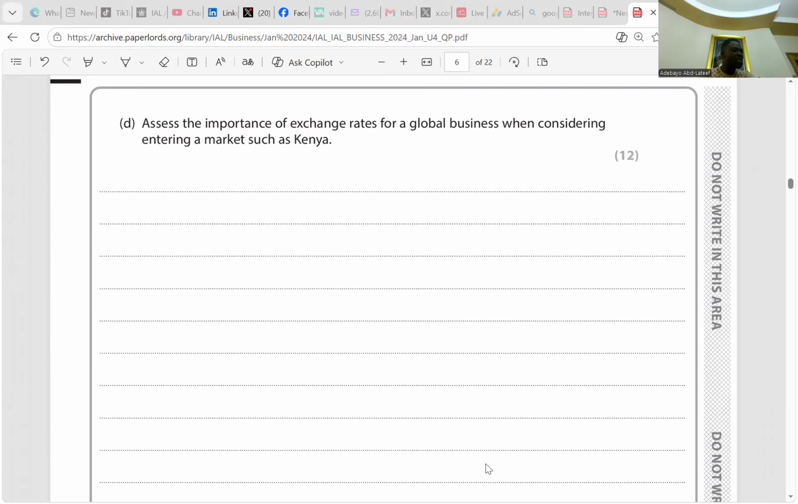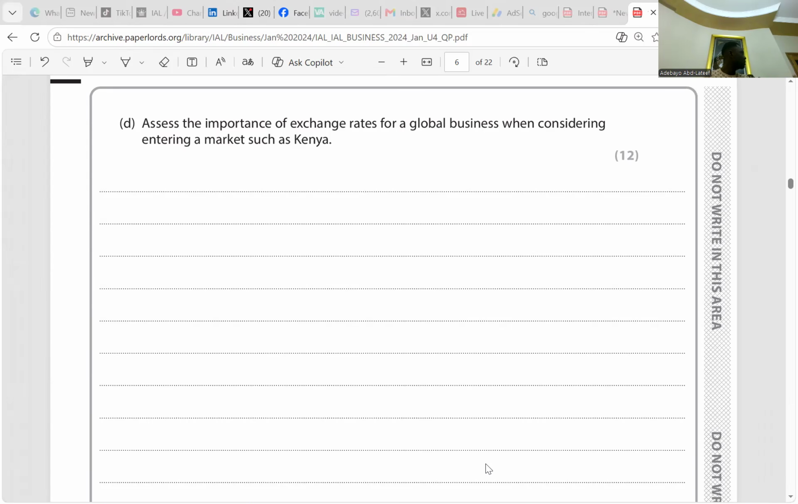This may increase revenue for the global business. So the business going to Kenya to sell its product will witness more sales because importation is cheaper, based on the fact that the currency is appreciating. So if the value of the dinar appreciates against the dollar, importation becomes cheaper.